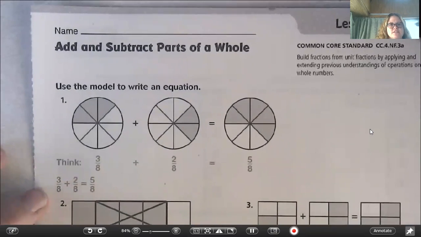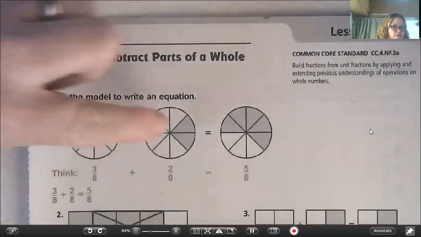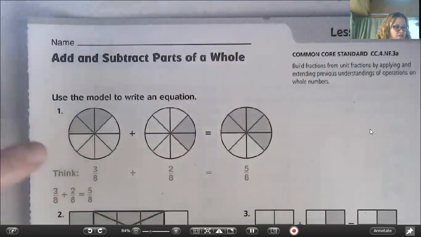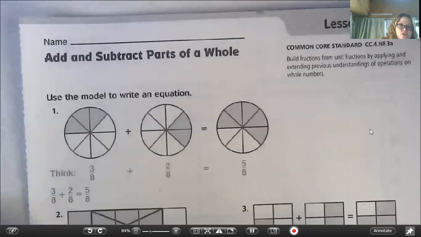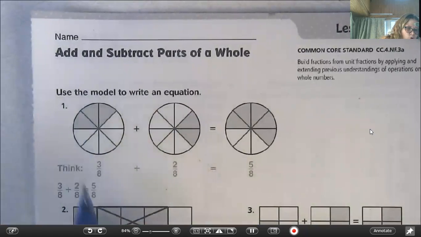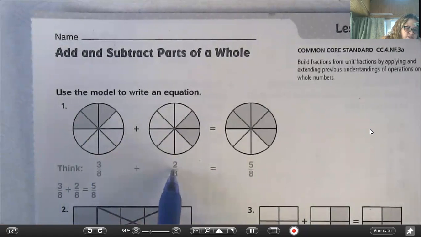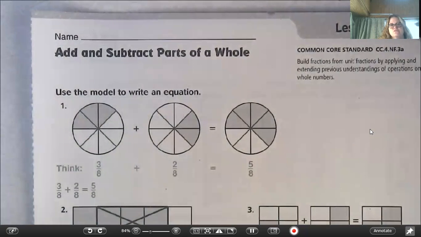So when you look at this sample right here, this is a good example of what we could do. When you see the models, you can see that we have 3 circle wholes, and they are divided up into 8 pieces. We know this is 8 pieces. We can count all of them, or we can actually look at the denominator. The denominator tells us how many pieces are in one whole. The numerator tells us how many pieces we are identifying in that whole for the addition problem in this case.